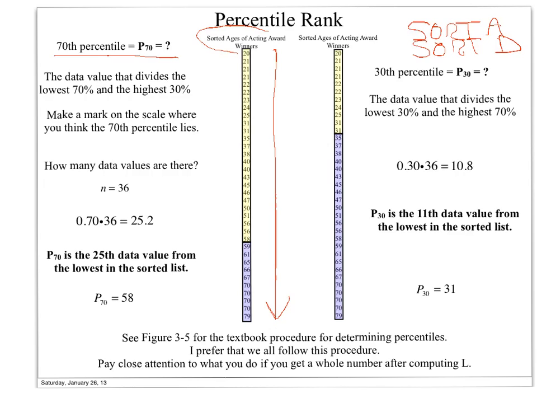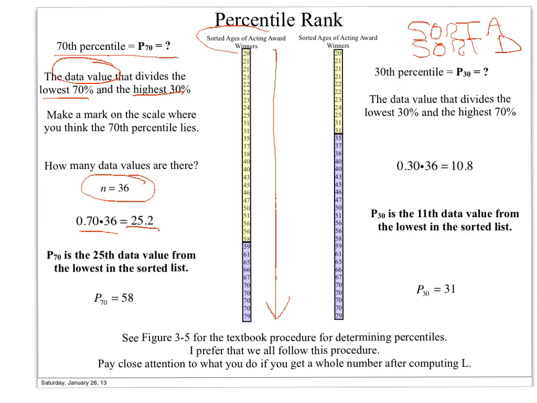Okay, so the 70th percentile is the data value that divides the lowest 70% and the highest 30% of the scores. So you figure out how many data values there are altogether, and in this data set there are 36 data values. So how many would be in the lowest 70%? Well, 70% of 36 is 25.2.